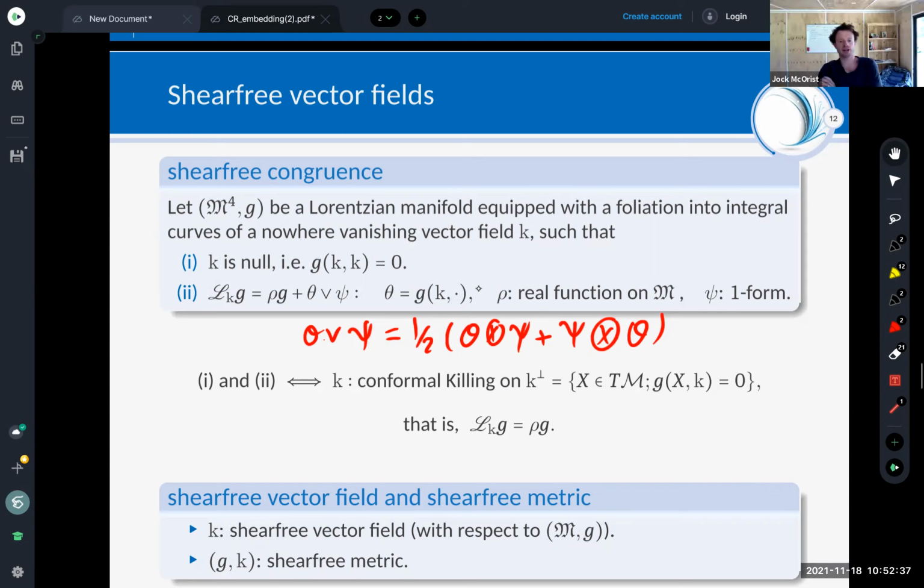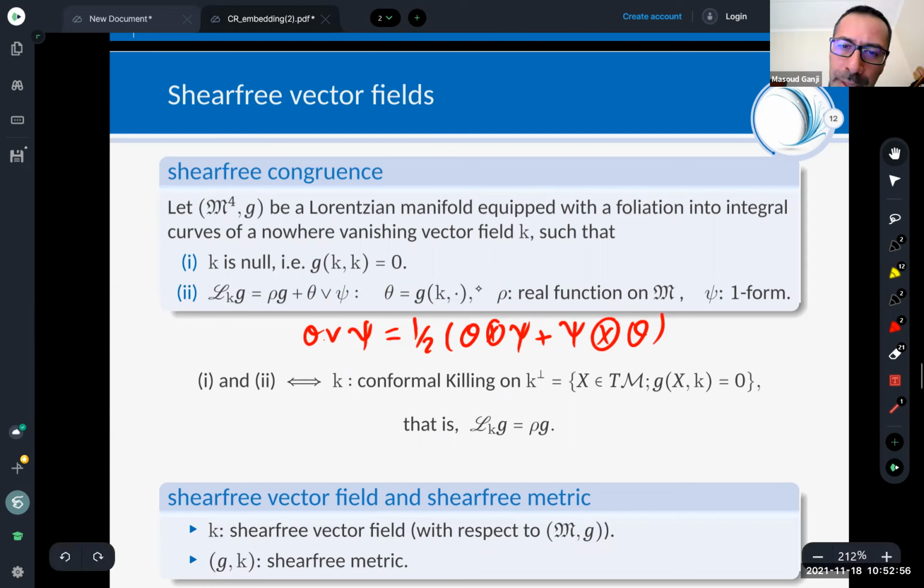So you're saying if I have 1 and 2, then I have the Lie derivative of G with respect to K is rho G. In other words, since K is null, in the equation in 2 you drop the symmetric tensor. Exactly. And I think you're right, if we restrict everything to K perp, of course. If we restrict everything to K perp, yes, we just drop the second part. Yes. Thank you.